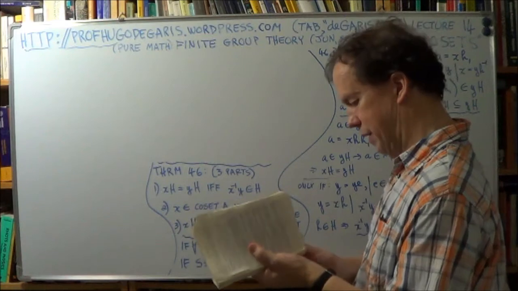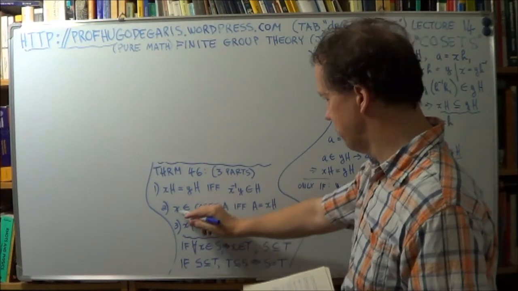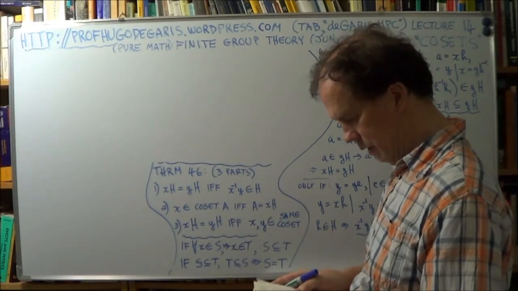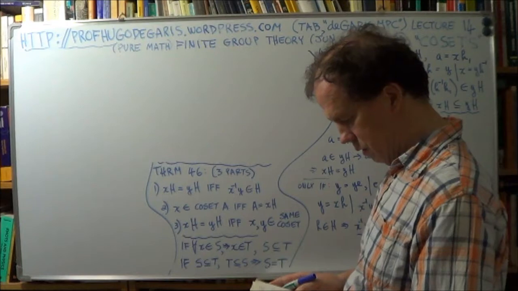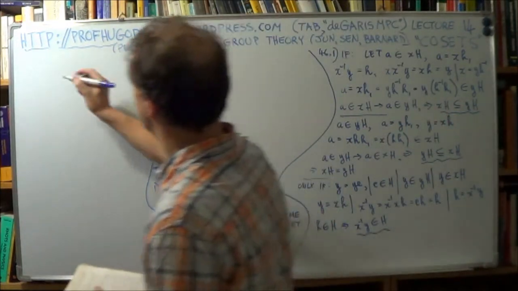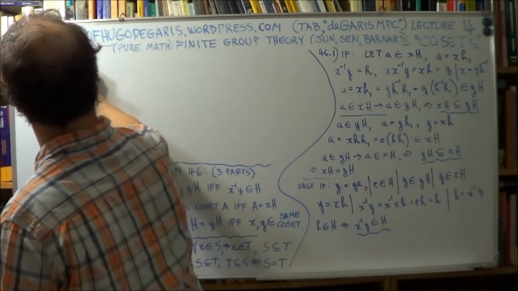All right. So we assume this, and we have to prove that x belongs to this coset A. So, alright, we start with this. So A equals xH, right?